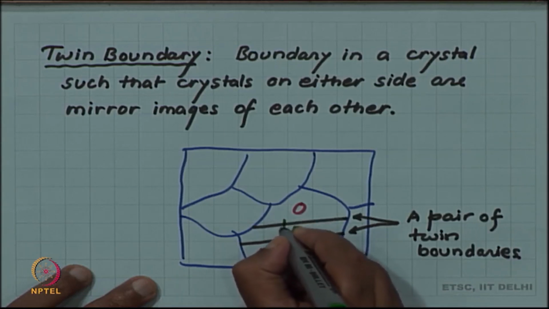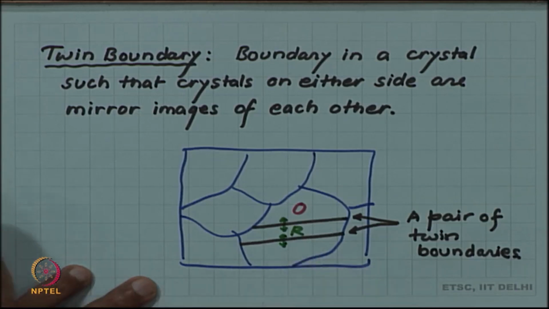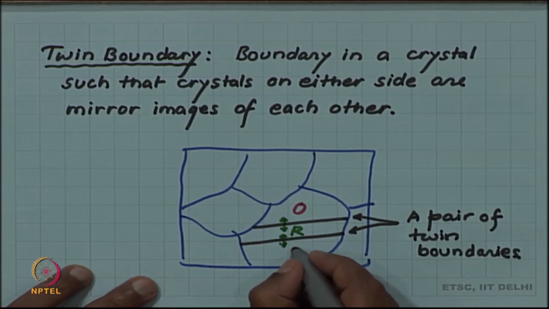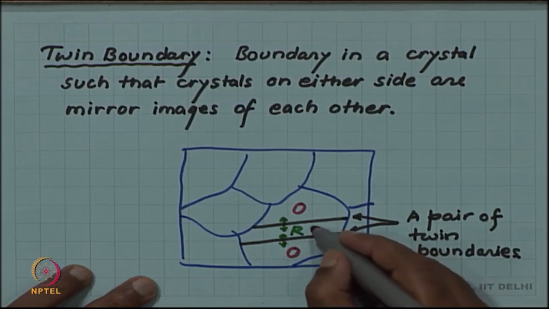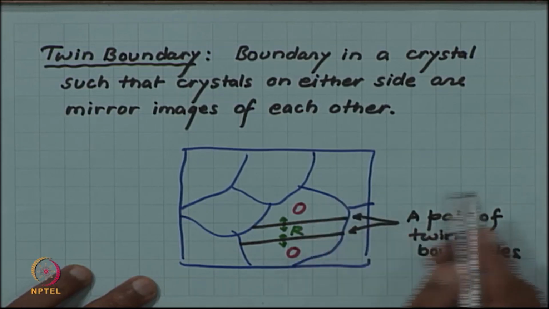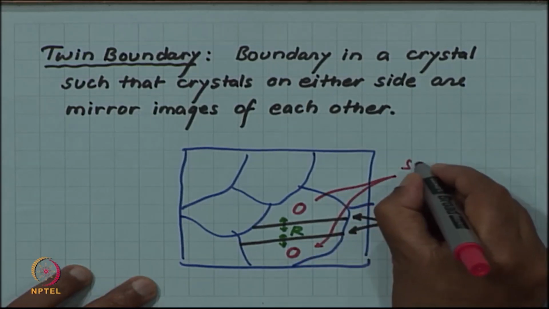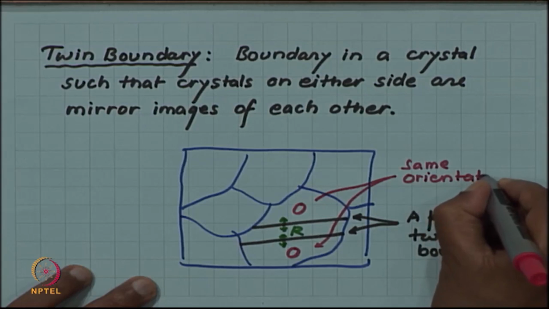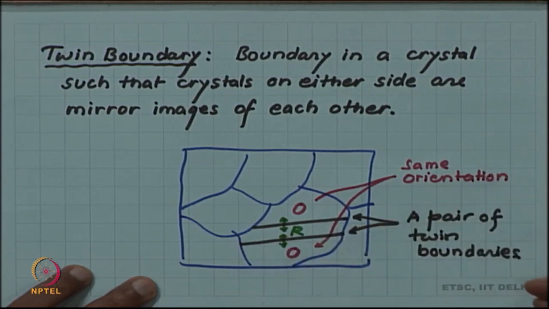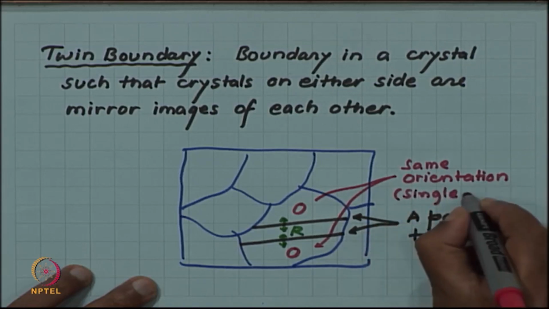because there is a reflection in the first twin plane, but then there is another reflection on the second twin plane, and the reflection of a reflection will reproduce the original orientation. So, this will again have the same orientation. So, the orientation on either side of this double twin will be the same. So, we can assume them to be a single grain divided by a twin.